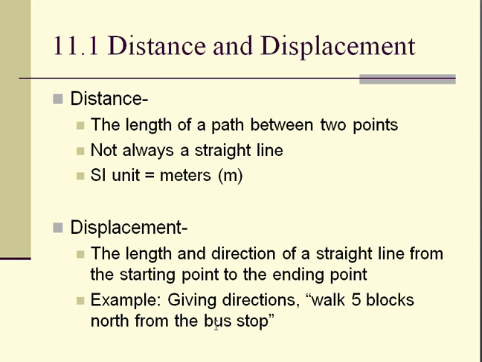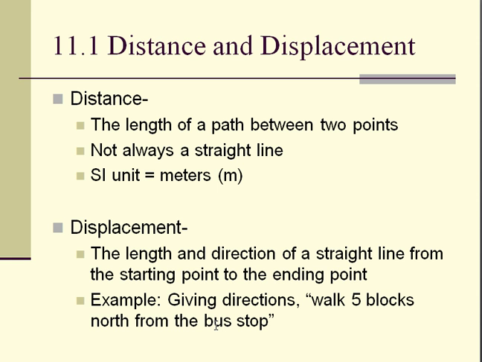So two concepts here, distance and displacement. These are two big vocab words. Distance is the length of a path between two points. It doesn't have to be a straight line, and we measure it in meters. So you can walk a few paces north and then a few paces to the east and then make a U-turn and go back to the west, and all of that distance that you travel is going to be covered under distance. Displacement, however, would not be.